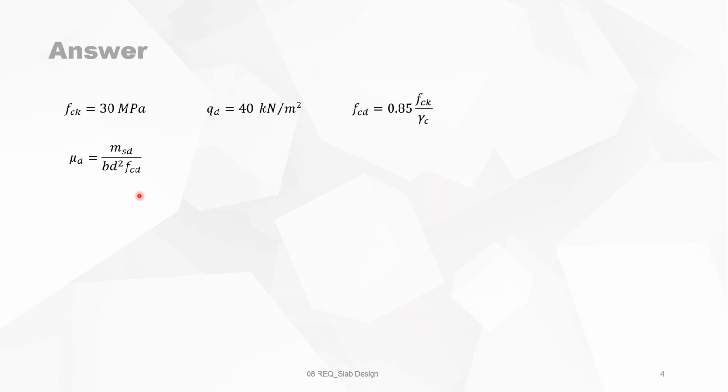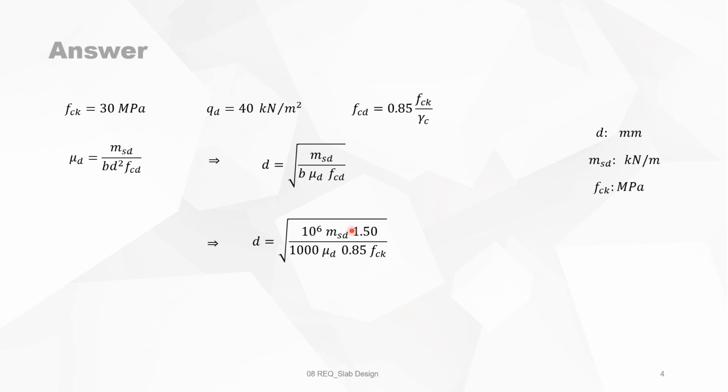The reduced bending moment is defined as the bending moment divided by b d squared FCD. From this equation, we can express it in function of D, and then you have this expression. Now we will convert this expression by using the units D in millimeters, MSD in kilonewton per meter, and FCK in megapascal, or newton per square millimeter. If you do that, you can simplify the equation to this form, which is practical in use.